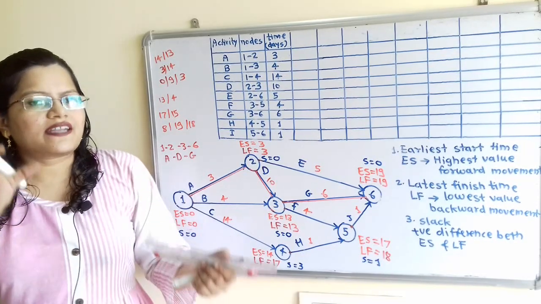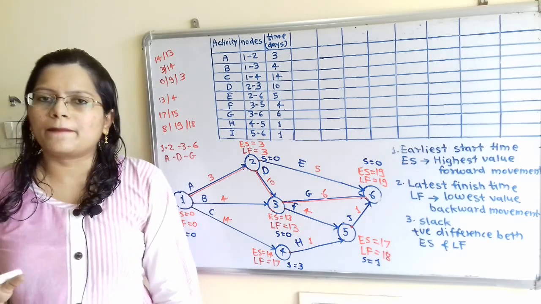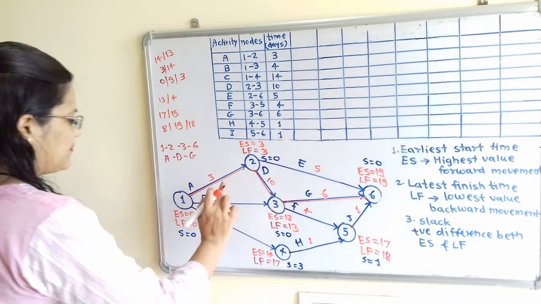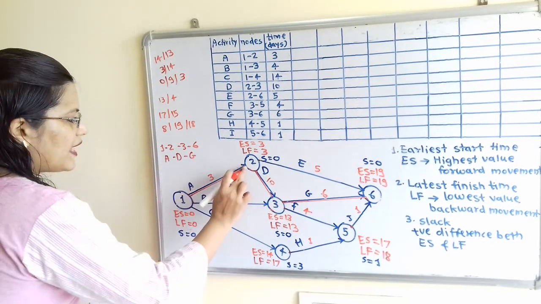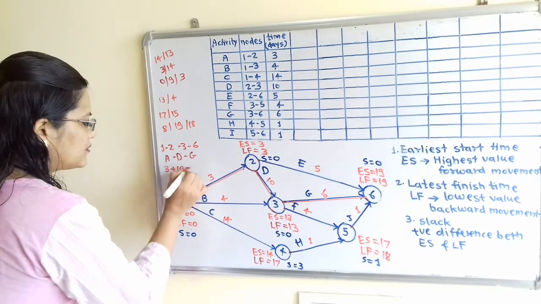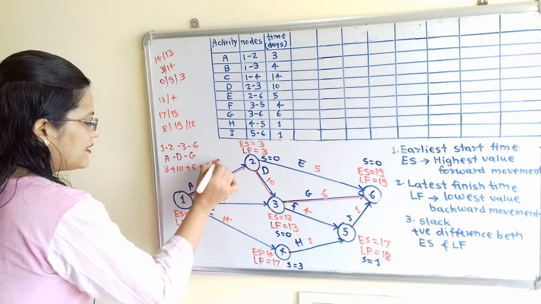So what is the time for this critical path, or what is the time required to complete the project? We will add the time durations, that is 3 days plus 10 days plus 6 days. That is 19 days.